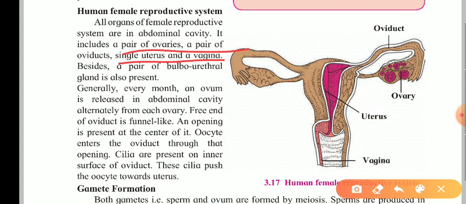Unlike the male reproductive system, in the female reproductive system the ovary releases an ovum every month. Generally, every month an ovum is released into the abdominal cavity, alternately from each ovary. One ovum per month is released alternately from each ovary.